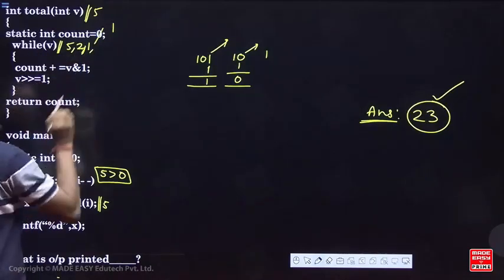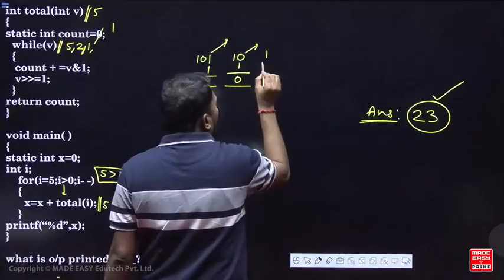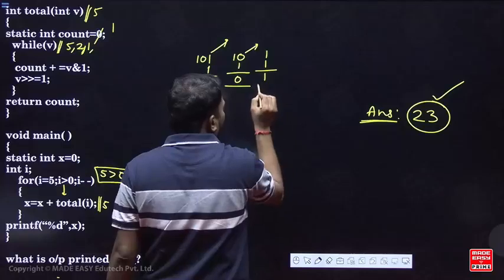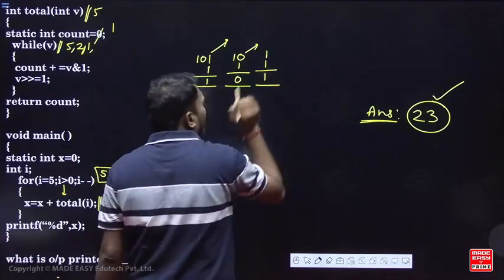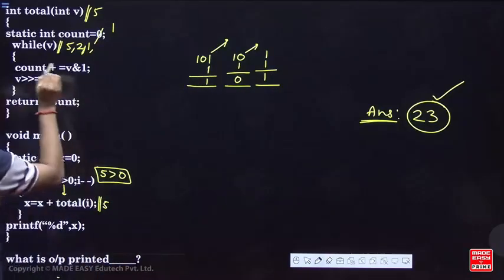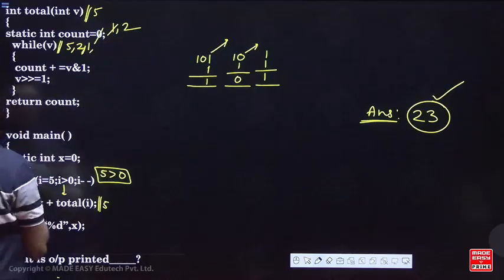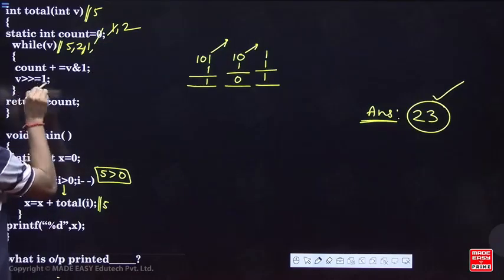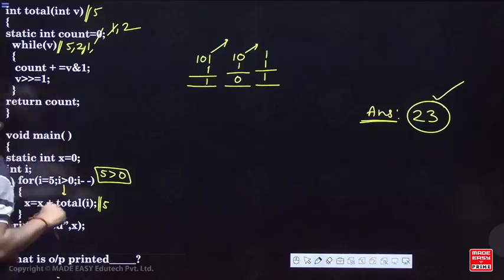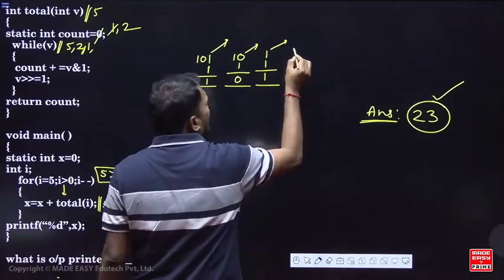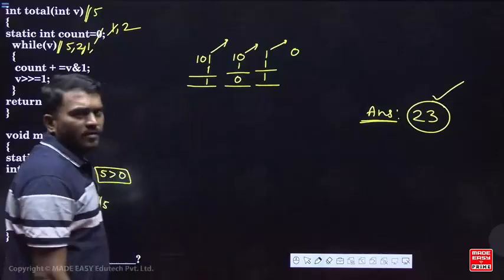Count equal to count plus V and 1. Now tell me, V value is 1 now. So if you AND with 1, what will happen? 1. So now this 1 will be added to count. So now the count value will change to what? 2 here. And again you say V right shift by 1. When you say V equal to V right shift by 1, only 1 is there. So if you right shift it, this 1 will be removed. So 0 will be there. Only 0 will be there.